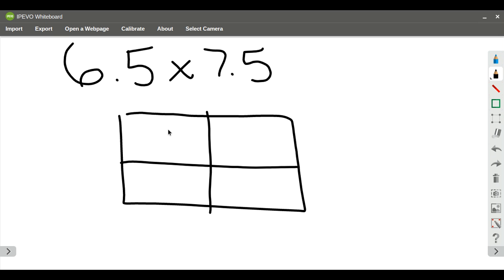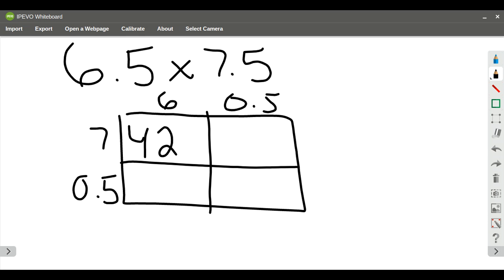I expect to see the square and I expect to see your values broken apart. So I'm going to do my whole numbers first. So I have 6 times 7. And then I'm going to do my 5/10. So 6.5, so I'm going to do 5/10 here. And then down here, I'm going to do 5/10 as well. So 7 times 6 is going to be 42. And then 7 times 5 is going to be 35.